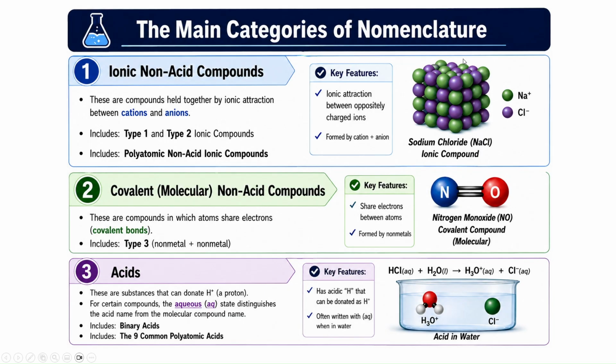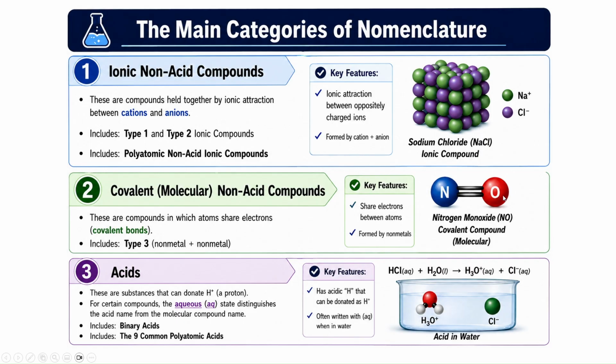The next category includes the covalent, also known as molecular, non-acid compounds. And these compounds are formed when atoms share electrons. For example, here we have nitrogen monoxide, and they are sharing electrons. Our subcategory includes type 3, and type 3 consists of two nonmetals, such as this compound that we have here. Nitrogen and oxygen, they're both nonmetals.